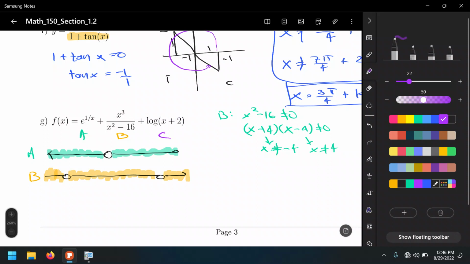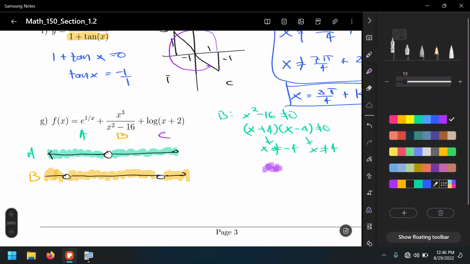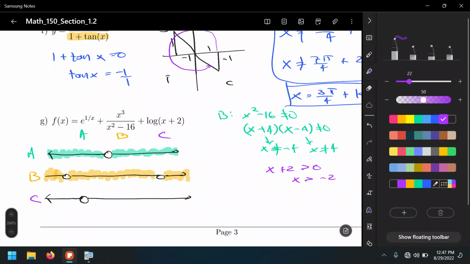What about log of x plus 2? Well, we don't want x plus 2 to be negative, we just want it greater than 0. That's x greater than negative 2 only. Yeah, negative 2. Okay, so C. In this case, negative 2, which is somewhere here, and shade.